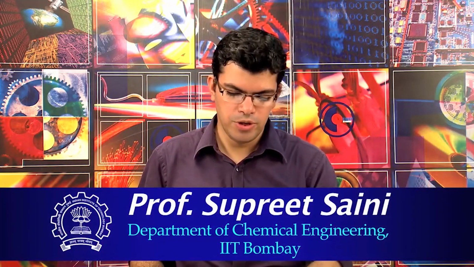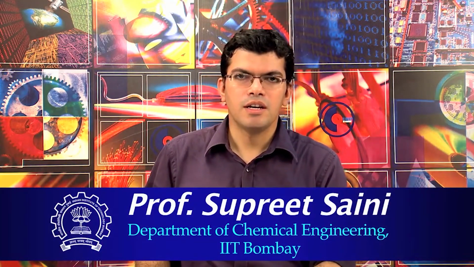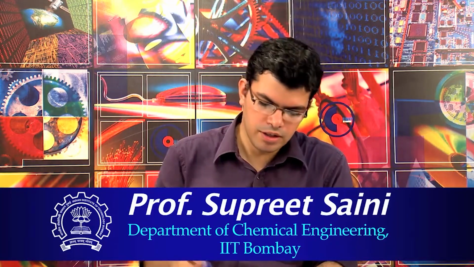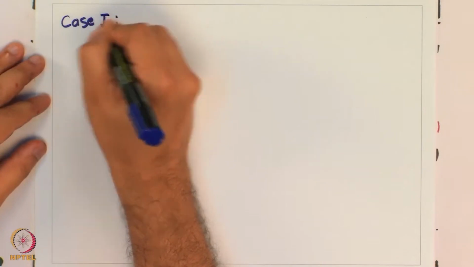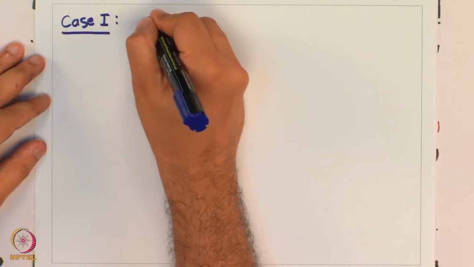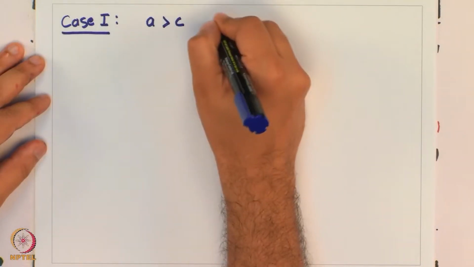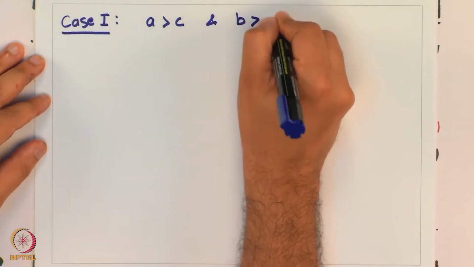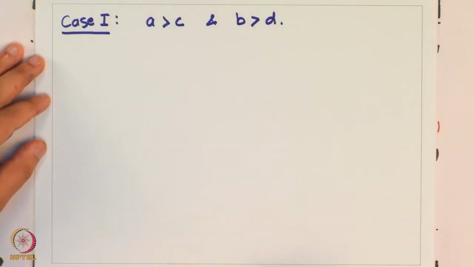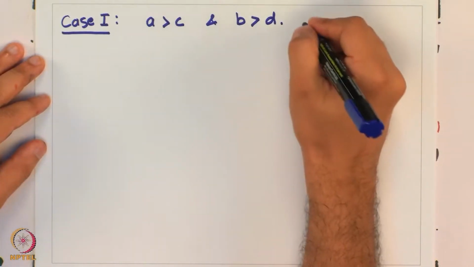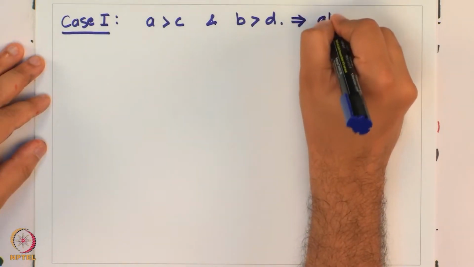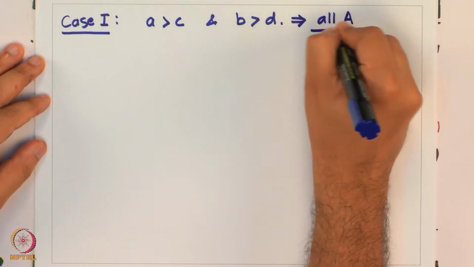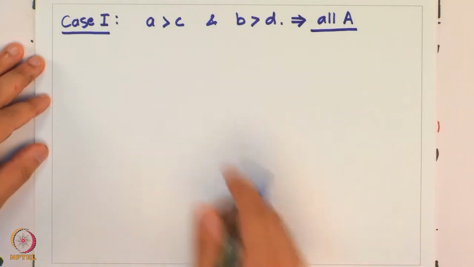Hi, we will continue our discussion on evolutionary game theory associated with microbial populations, and in the last lecture we had finished our case 1, which was represented in terms of our payoff matrix as the one where A is greater than C and B is greater than D. And we saw a couple of reasons why this particular set of relationships suggests that this corresponds to an all A type of outcome associated with population growth.